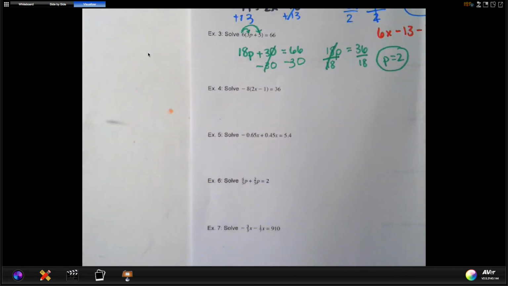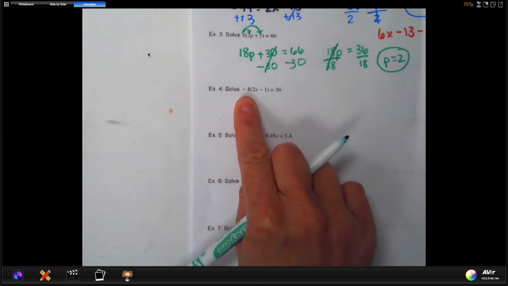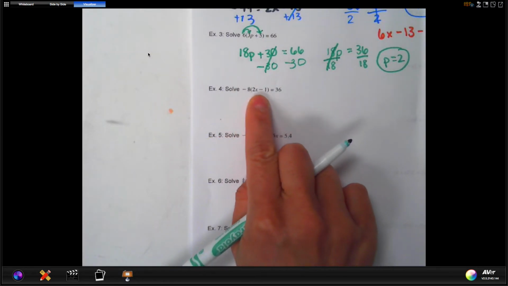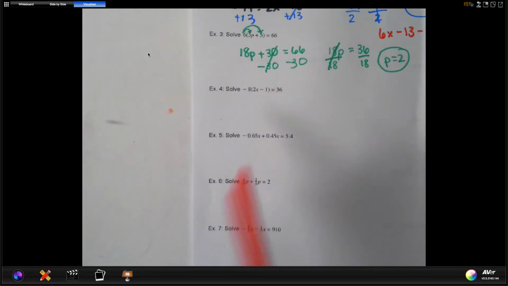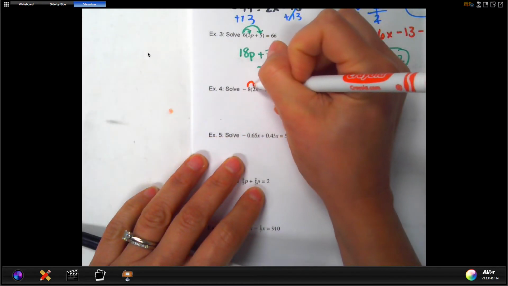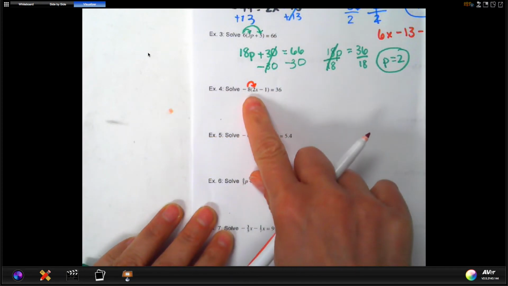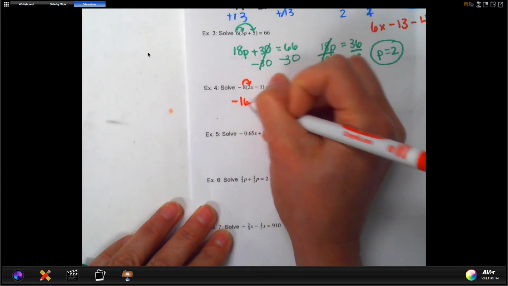Okay, so the last one for today is what happens now when we have a negative number on the outside of the parentheses and also a minus on the inside. It's the same idea, okay? So you're going to assume that the negative 8, or that's a negative sign, and you're going to multiply by each term. So we're going to start with negative 8 times positive 2x, which would give us negative 16x.